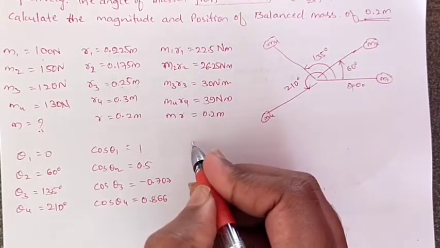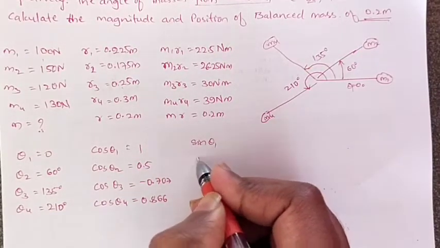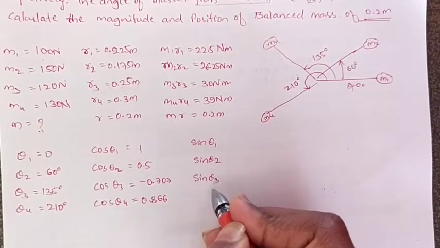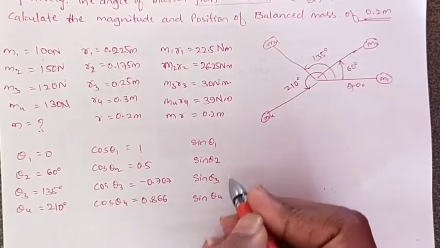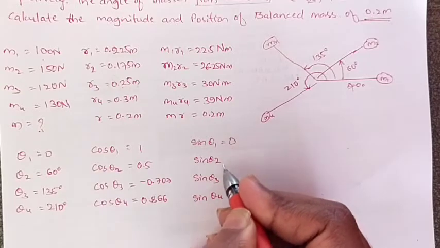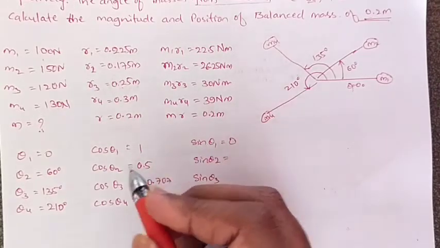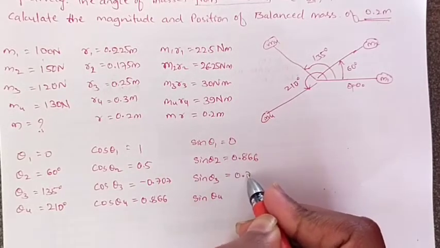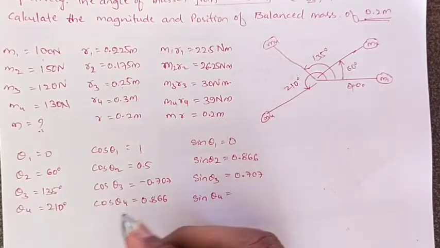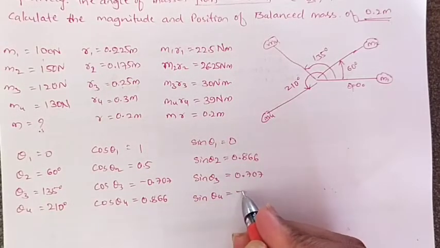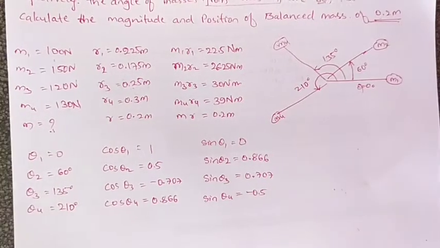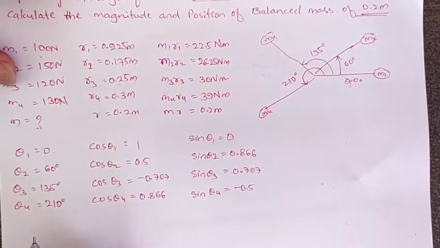Now similarly, you find the sine of these values: sine of theta 1, sine of theta 2, sine of theta 3 and sine of theta 4. Sine of 0 degree will be 0. Sine of 60 degree will be 0.866. Sine of theta 3 will be 0.707. Sine of 210 degree will be minus 0.5. So after getting these values, just substitute in the formulas, that is horizontal force and vertical force.